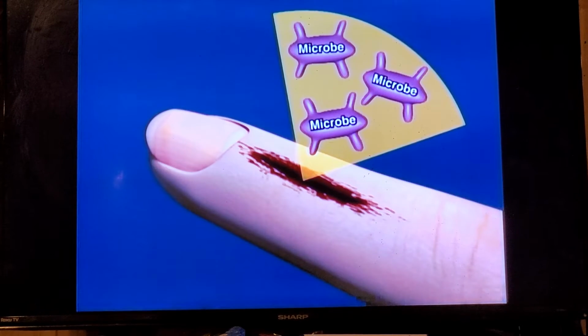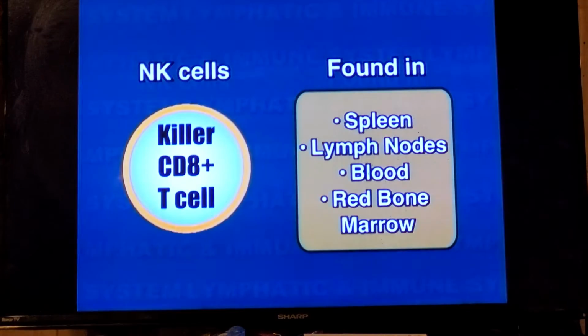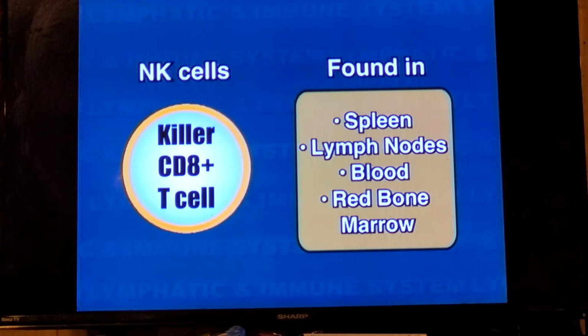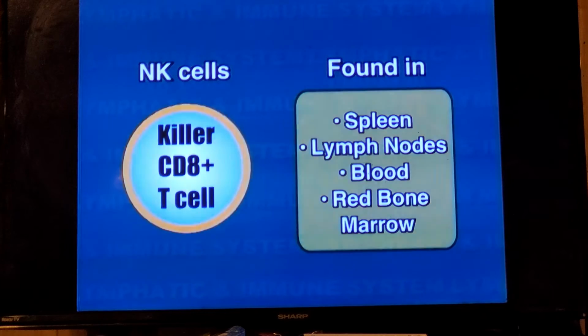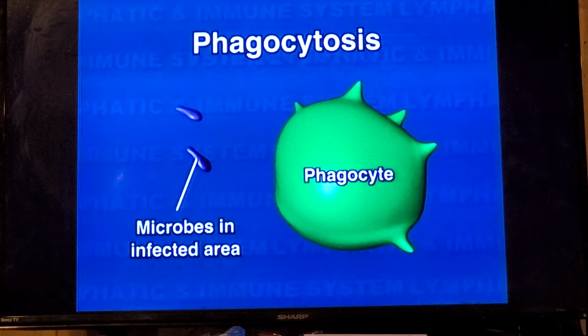Microbes that make it through the skin and mucous membrane are subject to another set of non-specific defense mechanisms: natural killer cells and phagocytes. Natural killer cells, or NK cells, are found in the spleen, lymph nodes, blood, and red bone marrow. Natural killer cells can destroy a wide range of infectious microbes or even selected tumor cells. Phagocytes protect against pathogens by means of phagocytosis.